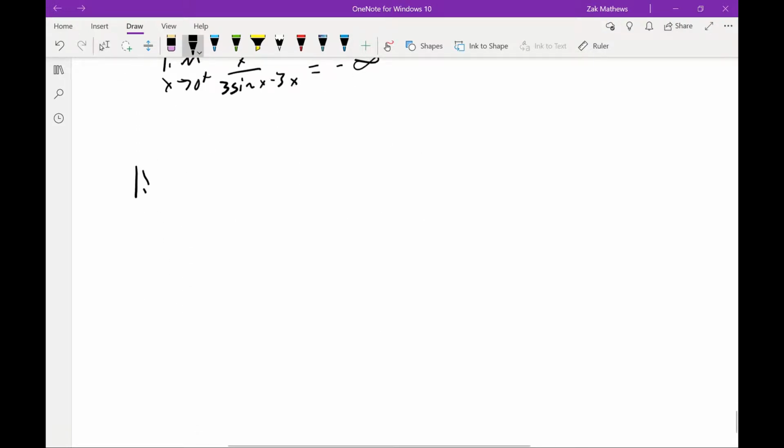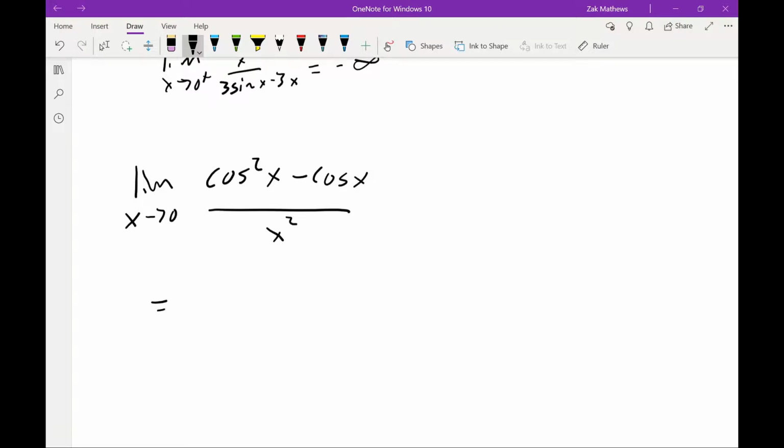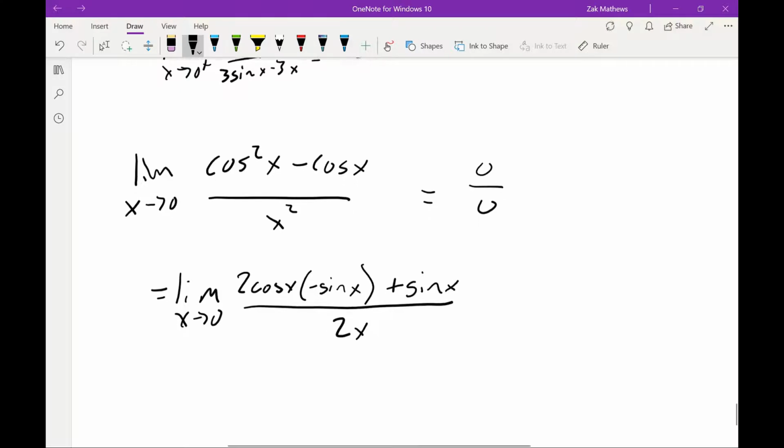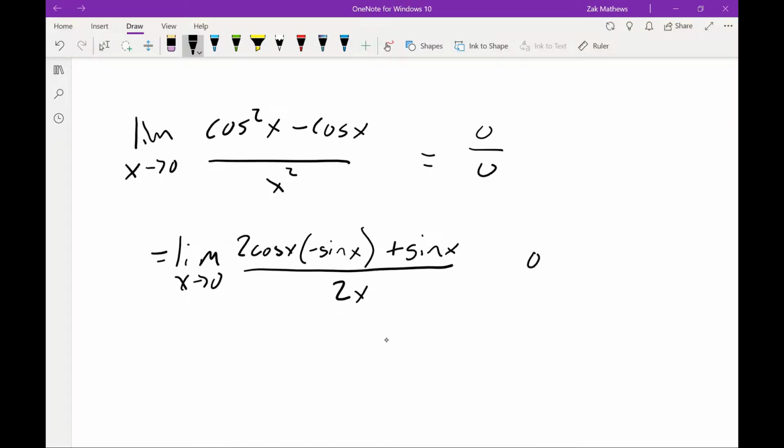The limit as x heads to 0 of cosine squared x minus cosine x over x squared. If I plug in my 0, I get 1 minus 1, which is 0, over 0. And so I'm going to use L'Hopital's rule. The derivative of cosine squared is 2 cosine x times negative sine x. And the derivative of negative cosine x is a negative sine x, which turns it back into a positive. In the denominator, the derivative of x squared is 2x. If I plug in my 0, I get 0 plus 0, which is 0, over 0.